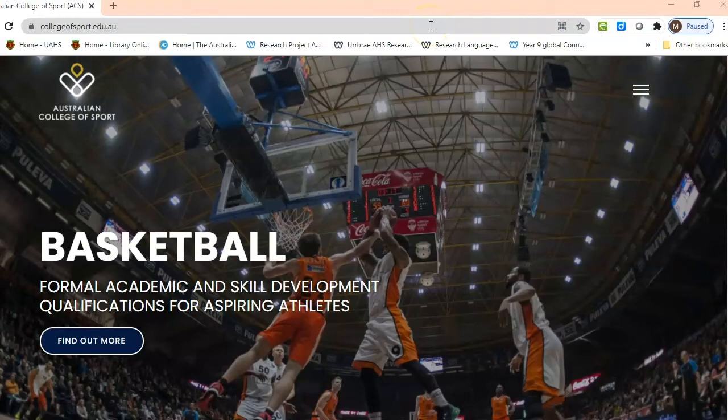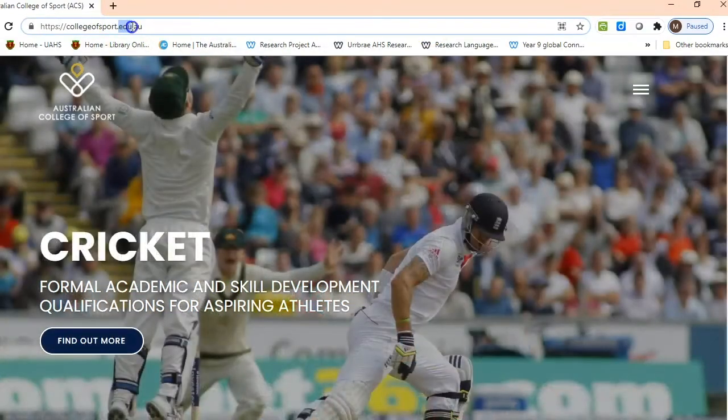Another domain extension is .edu. So .edu means an educational site. This, however, does not make it automatically trustworthy. We still need to check out the information to make sure this is true.